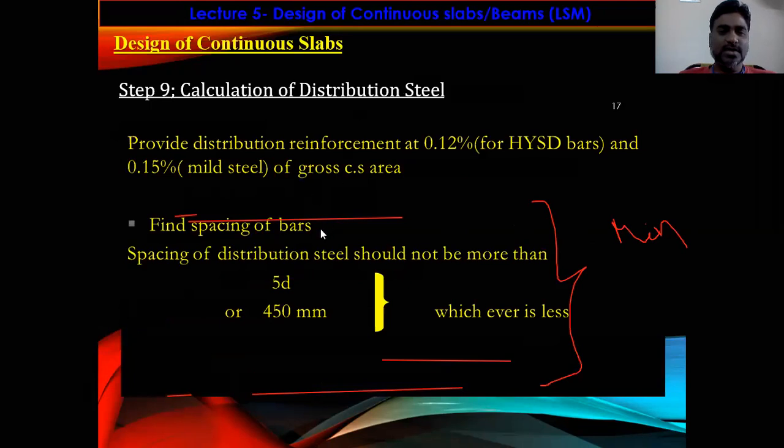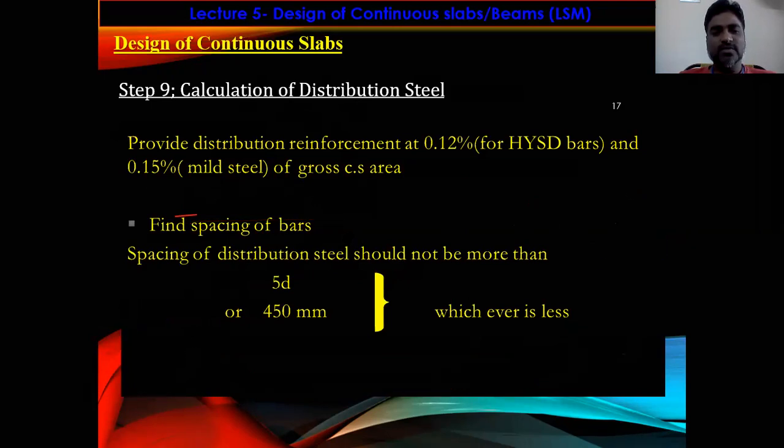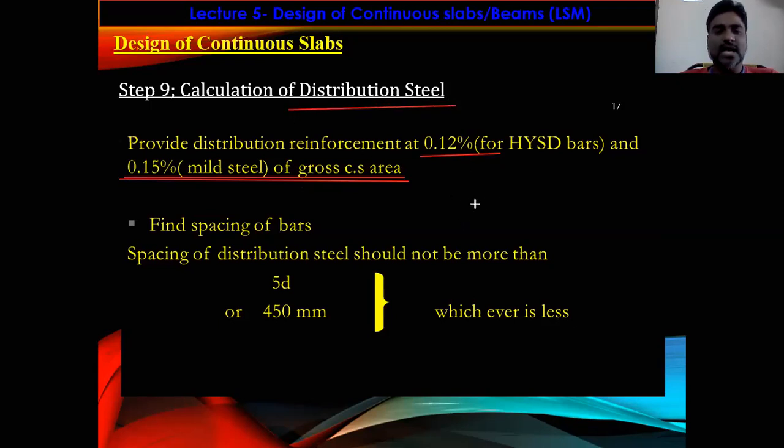After that, you need to calculate the distribution reinforcement, right? Generally, the distribution reinforcement is provided as minimum reinforcement. So the minimum reinforcement for HYSD bars is 0.12% of BD, and for mild steel it is 0.15% of BD. That can be used as distribution steel in slabs.